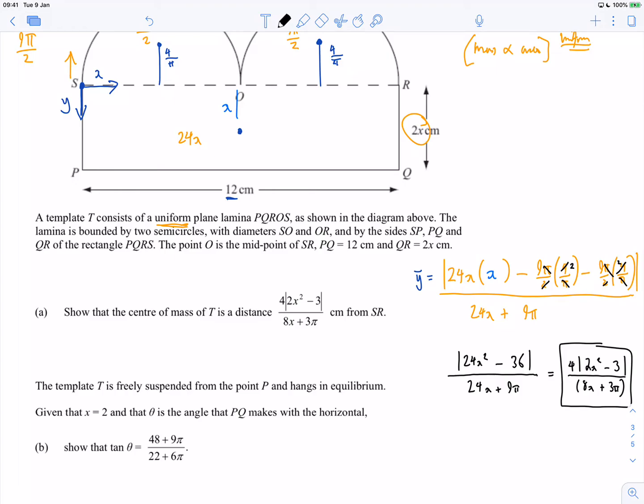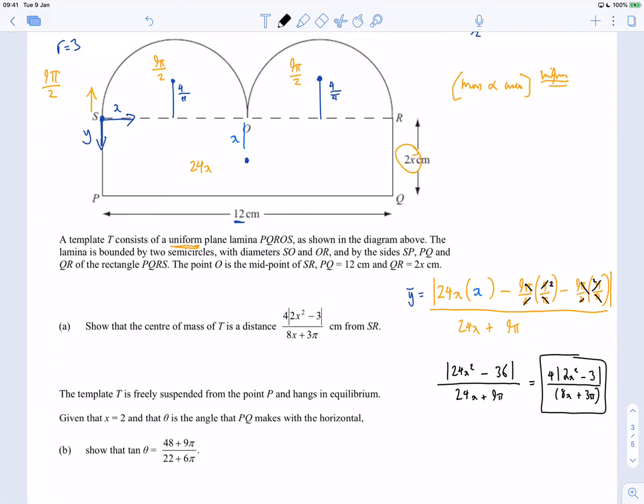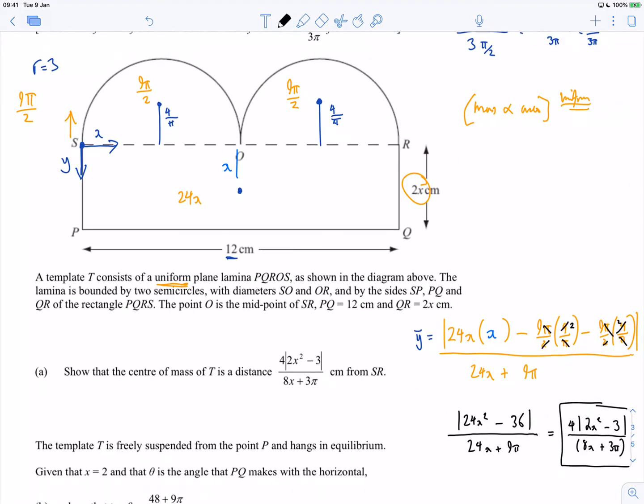Next up, the template T is freely suspended from the point P and hangs in equilibrium. Right, so bit of a mind doozy here, but if it's hanging from P, that means the centre of mass is going to be hanging directly below it. So that way, that angle there is facing downwards, and the horizontal is going to be perpendicular to that. Maybe I didn't talk about this in good enough detail, but now this is 90 degrees.